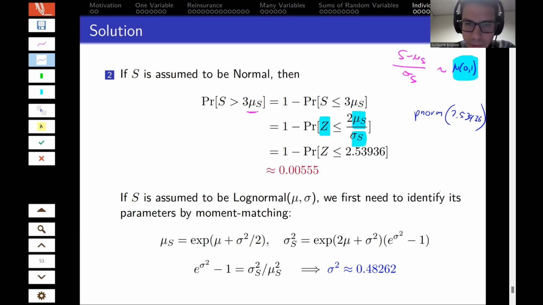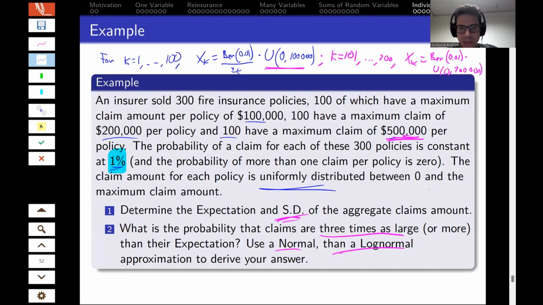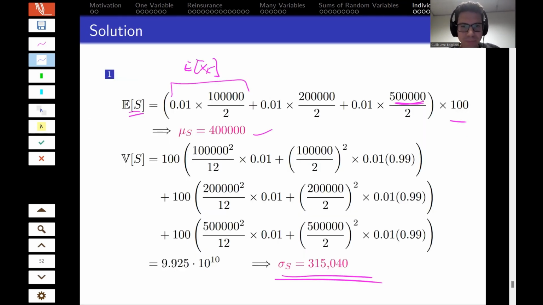You know, this would be 0.555% if you want to express this as a percentage. Now let's do it again, but they ask us to use a log normal approximation. What does it mean? Well, it simply means assume that S is a log normal. What is the probability in that case?